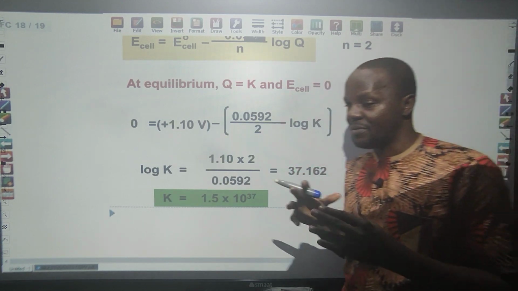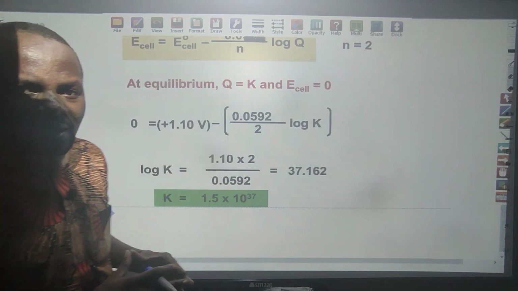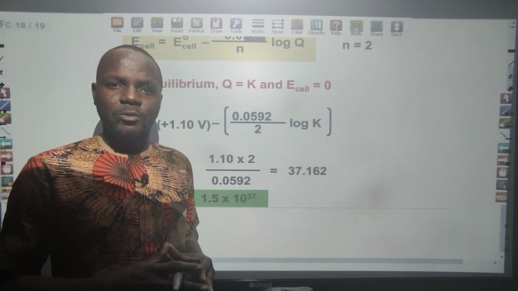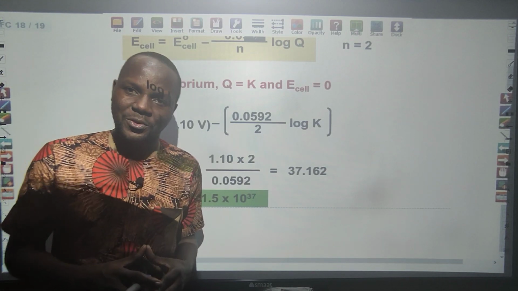The Nernst equation is very, very applicable, and in most exams you can be tested on how to use this. Be careful to know how to write the full and the half cell equation, and also to calculate your number of moles as well as concentration.